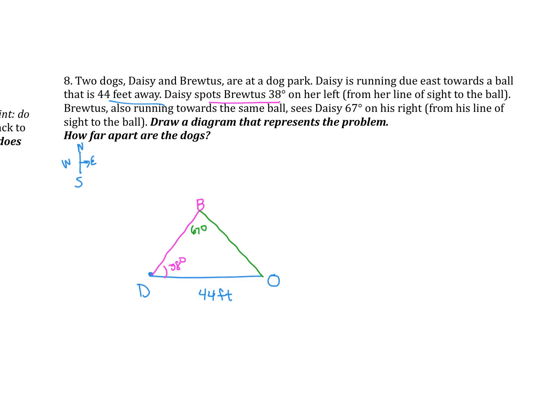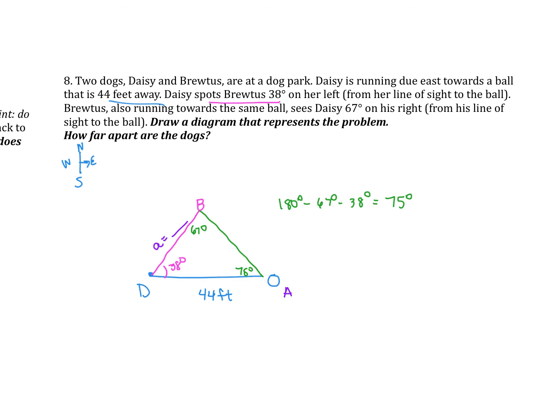Now we can figure out the angle here. We know the sum of interior angles of a triangle is 180 degrees. So that's 180 minus 67 minus 38 degrees. And we find that that is 75 degrees. So what we're trying to find is the distance between the dogs. And so I don't want to use the same letter. So let me just go ahead and call this A. And we want to find this measurement A, right? A is just the distance between the dogs.